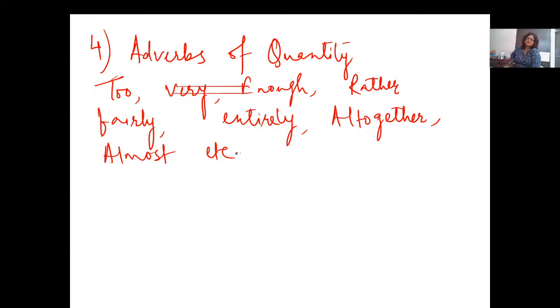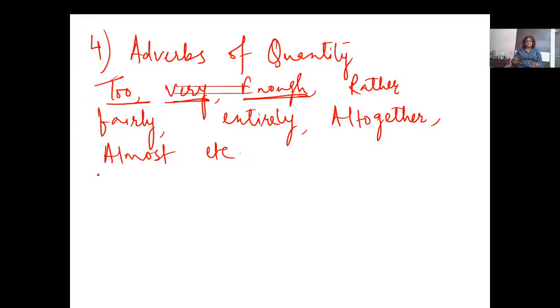These are called adverbs of quantity. It is a very important part: when and why we use too, when we use very, when we use enough. What is the difference between too and very? What is the difference between very and enough? And what are the uses of rather, fairly, entirely, altogether, almost? We have to learn the uses of these adverbs of quantity. Clear? And the last one is adverb of manner.